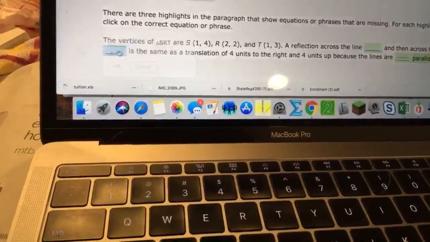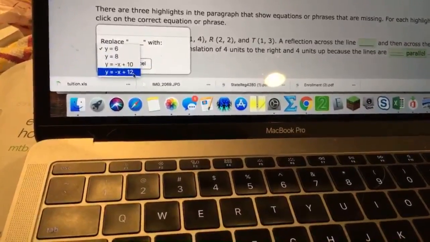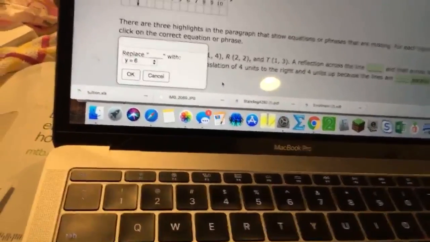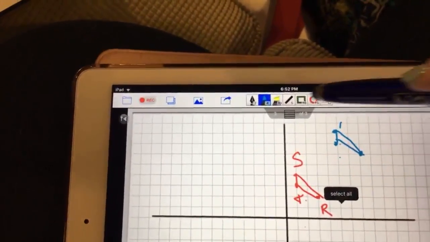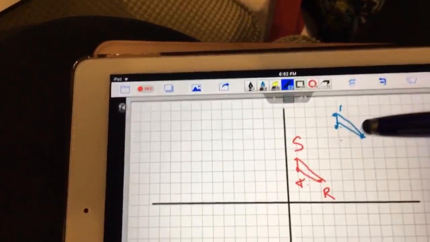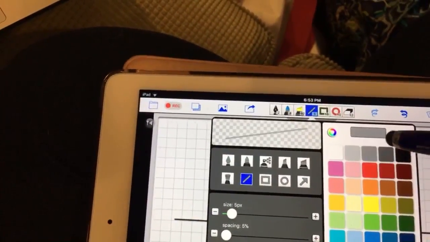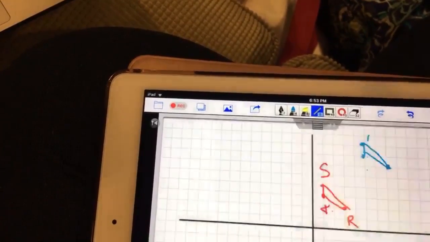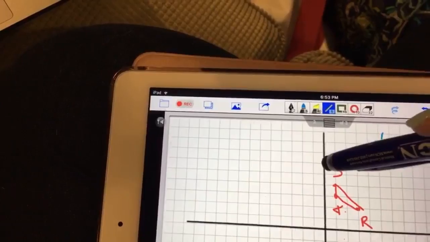Yes, we can. y equals negative x plus 10, y equals negative x plus 12. Okay, so if I'm reflecting across the line y equals negative x plus 6, that's this line right here.